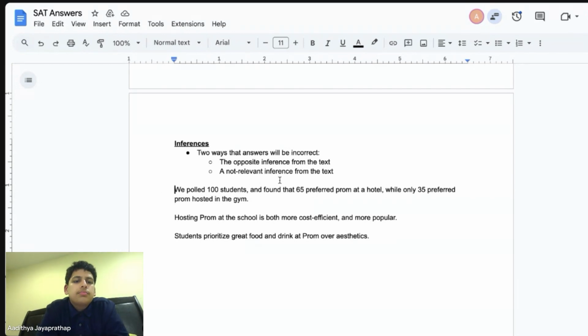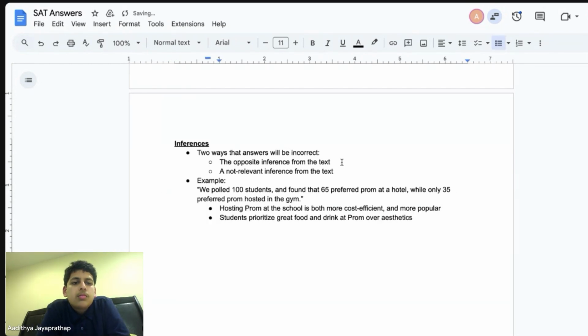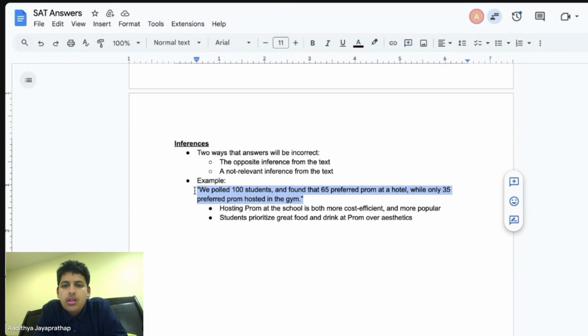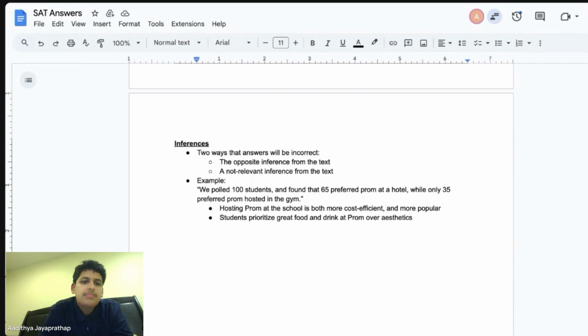So this is just an example of the two different ways that you can be wrong. This is being wrong in the first way, where you make the opposite inference. This one says hosting prom at the school would be more cost efficient and more popular. Does the text say that hosting prom at the school would be more popular? No, right? Why is this wrong? Because more people preferred prom at a hotel. Perfect, you got it. This is the type of answer where they're just giving you the opposite. It's wrong because they read it wrong, basically.